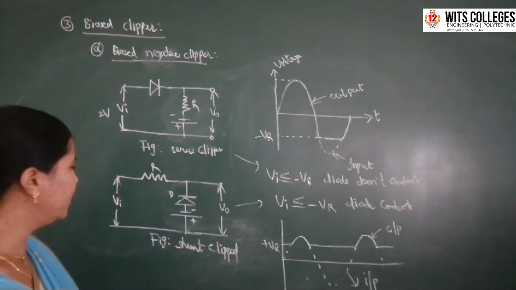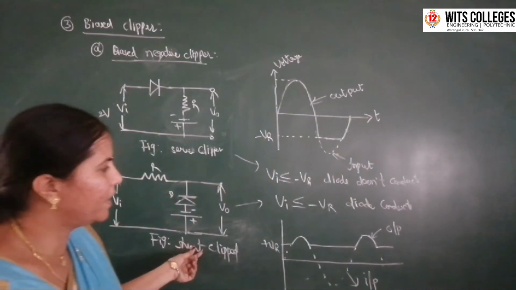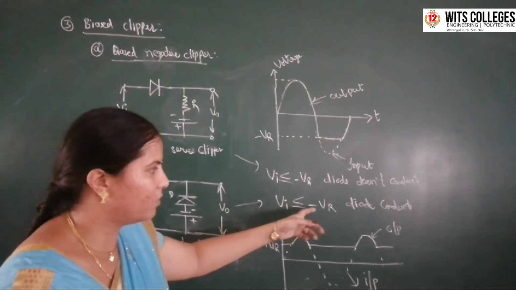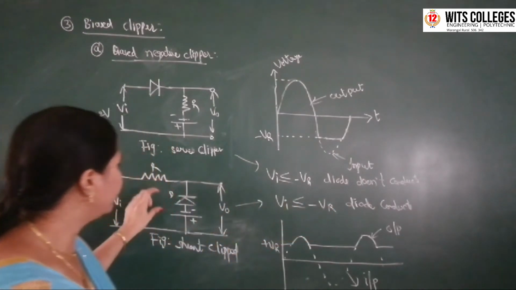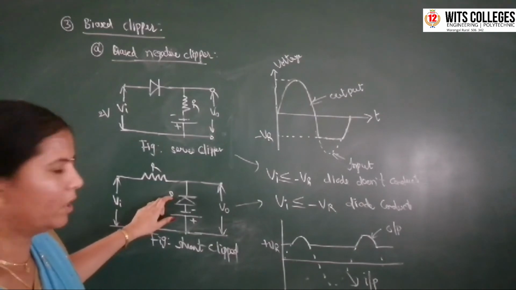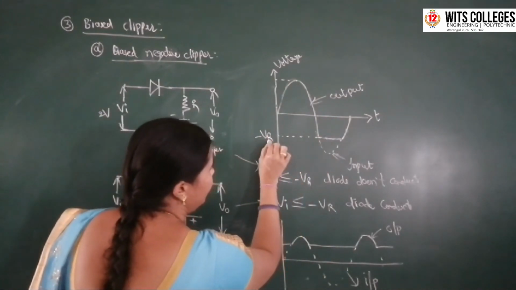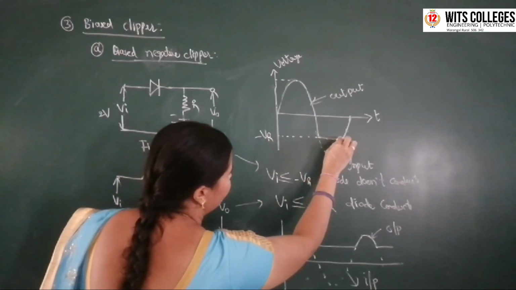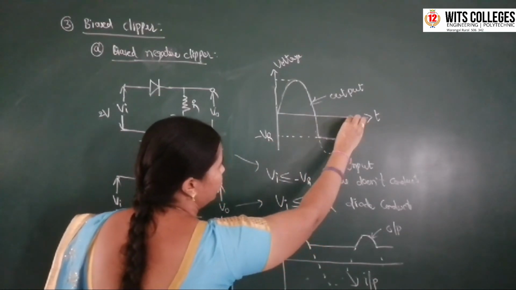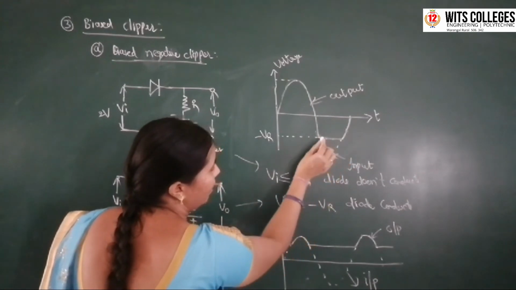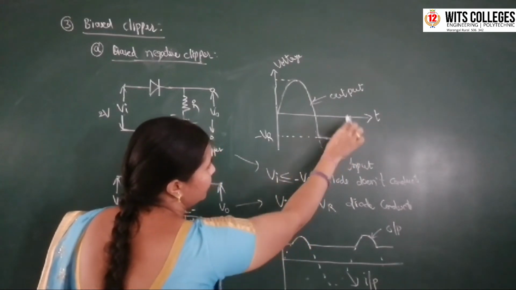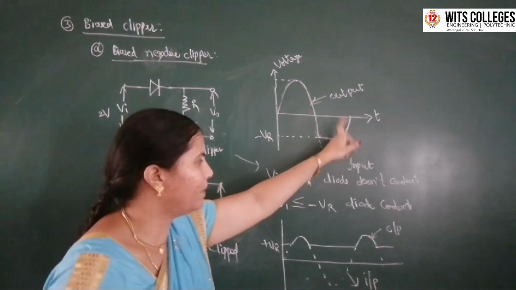Okay? So in reverse, what will happen in the shunt clipper? When the input voltage is less than or equal to minus VR, the diode is going to conduct up to the biasing voltage. The signal is going to be clipped off. The negative half cycle of the waveform is going to be removed. So you will get the output waveform like this.